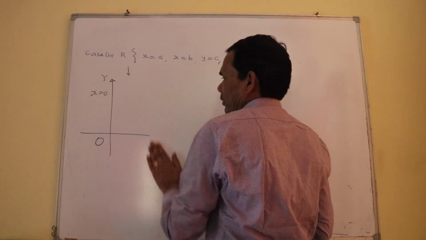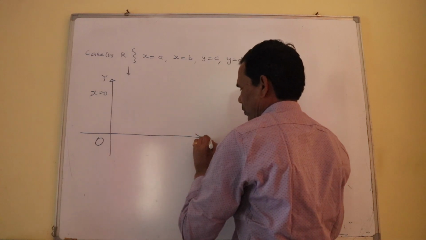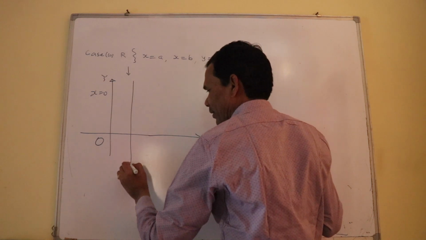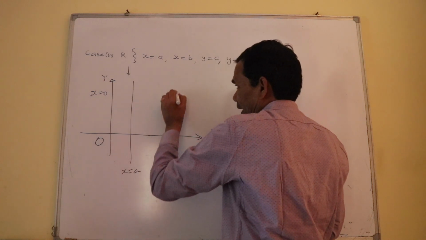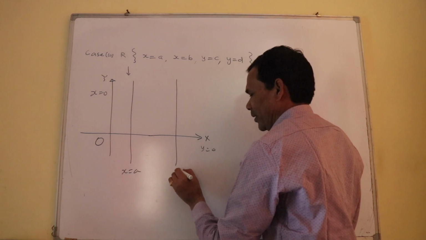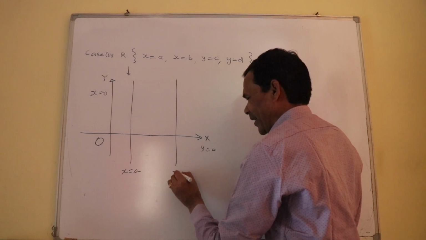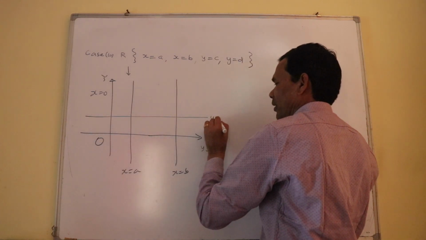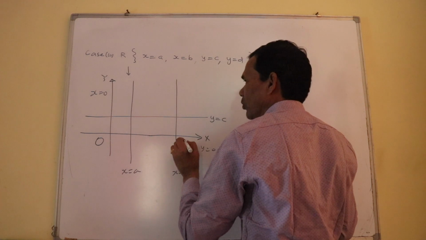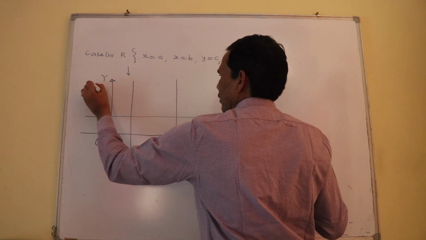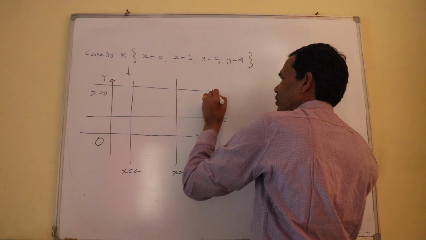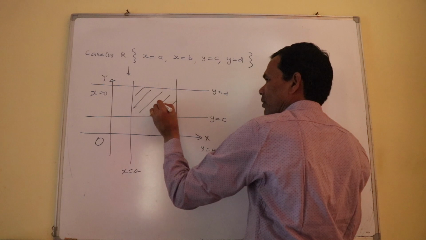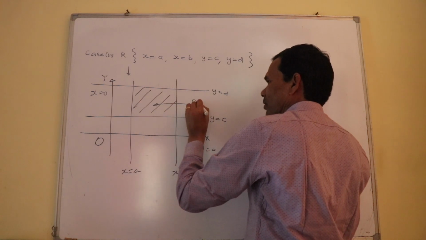Sorry, this is the x-axis, y is equal to 0. So I take this as x is equal to a, and this is x is equal to b. Suppose b is greater than a. Then we take y is equal to c, which is parallel to the x-axis, and this is y is equal to d, and this is the region of integration. This is the region of integration, it is R.